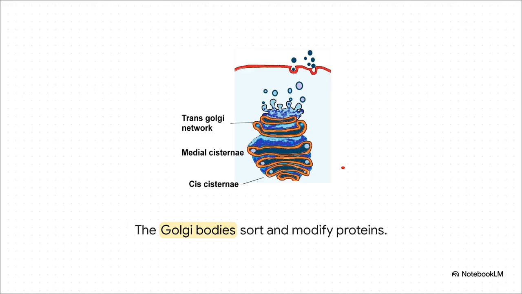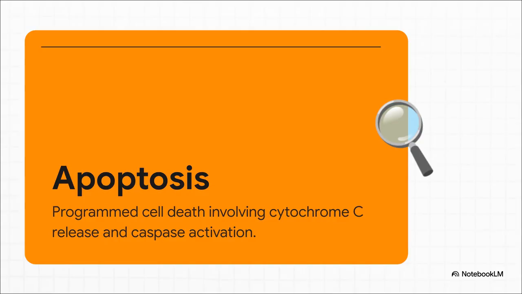Those newly tagged proteins are shipped in tiny vesicles straight to the Golgi apparatus. Think of this as the cell's molecular post office. Discovered by Camillo Golgi, proteins enter the cis phase, travel through the medial section where they are chemically modified, often having sugars attached to them, and then arrive at the trans phase, where they're finally sorted and dispatched to their distinct destinations. Amazingly, the city actually has a strict protocol for when things go terribly wrong.